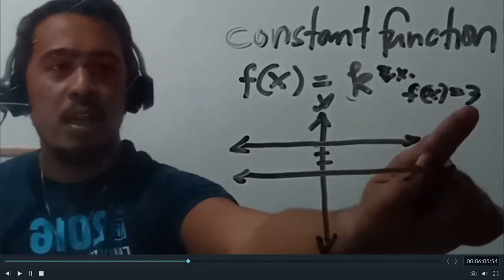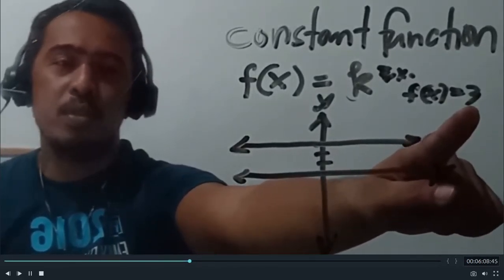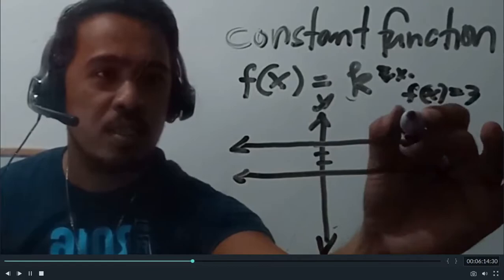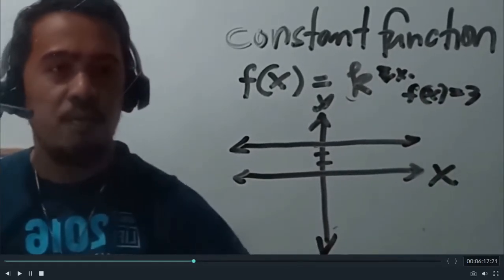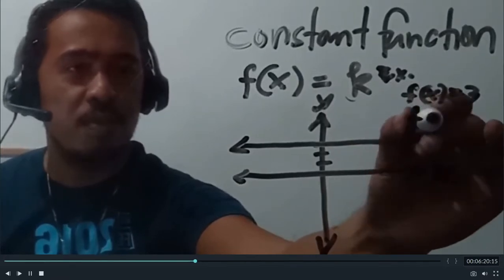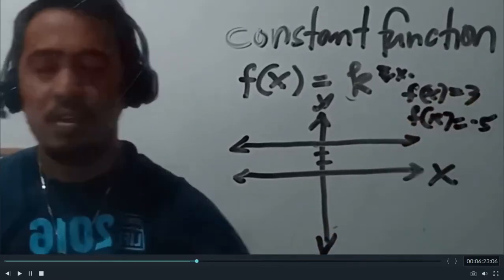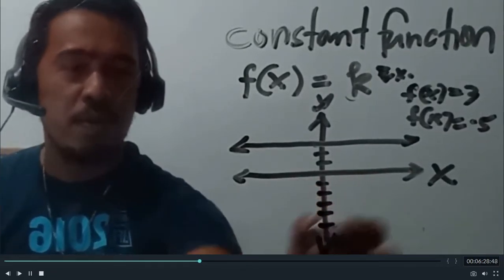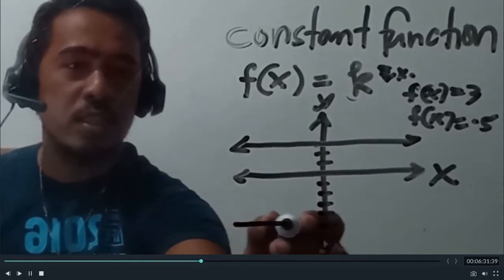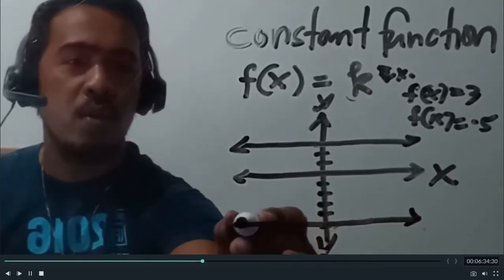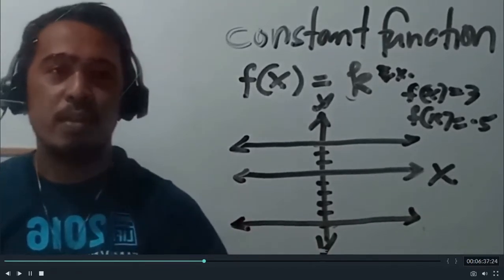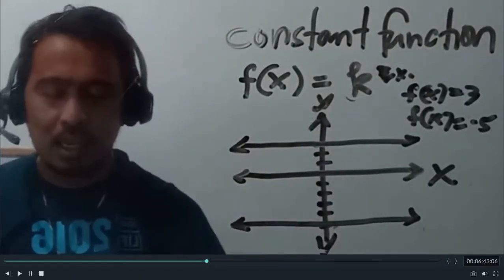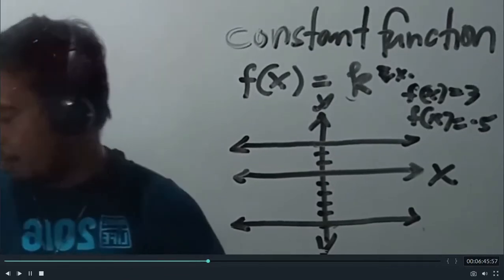And if the value here is negative, for example, f of x equal to negative 5, the graph will be somewhere here, 1, 2, 3, 4, 5, negative 5. So you will just draw this horizontal line along negative 5 in the y-axis of your Cartesian coordinate plane. So that is very easy in graphing the constant function.